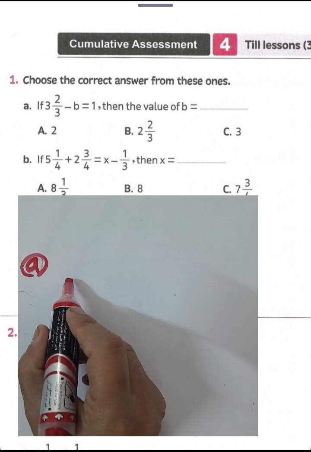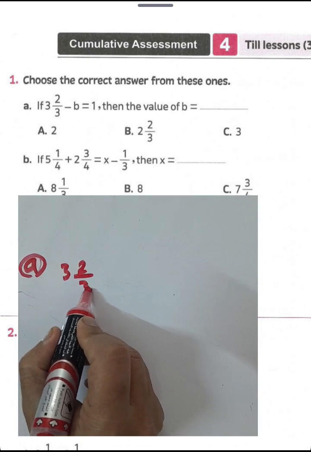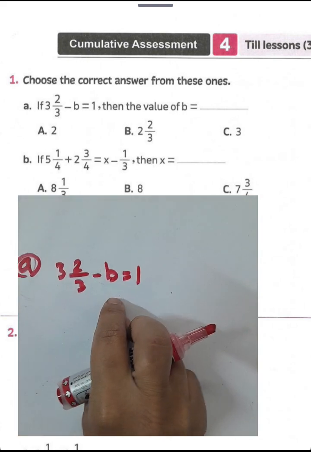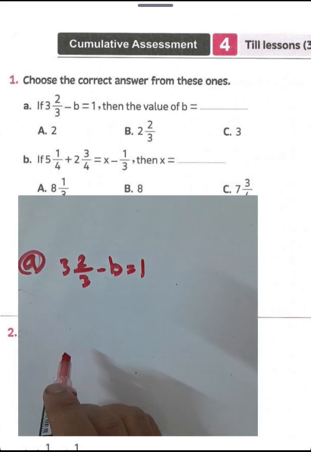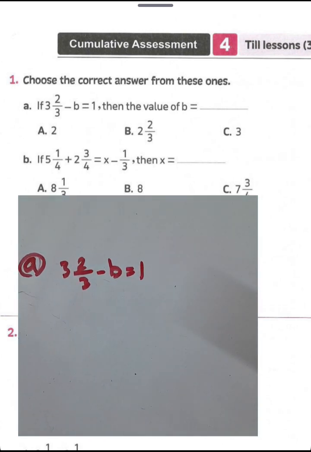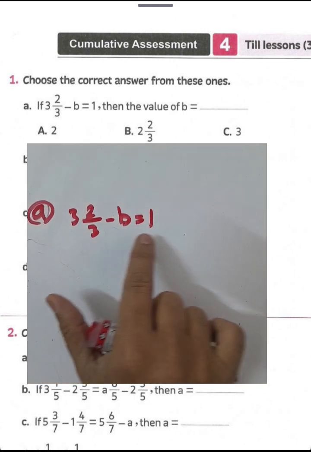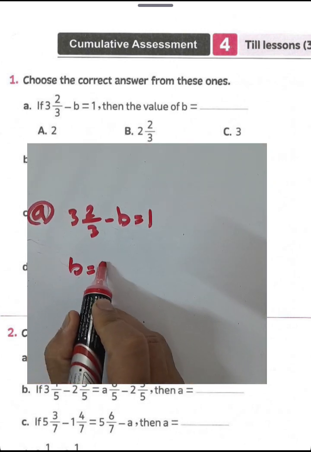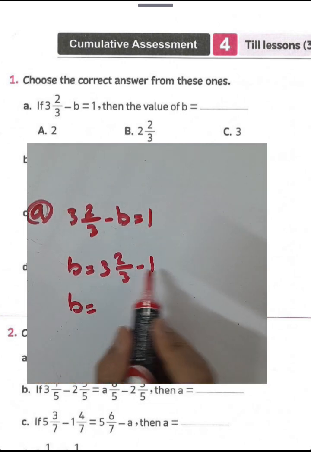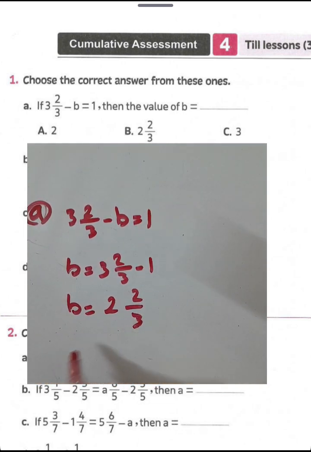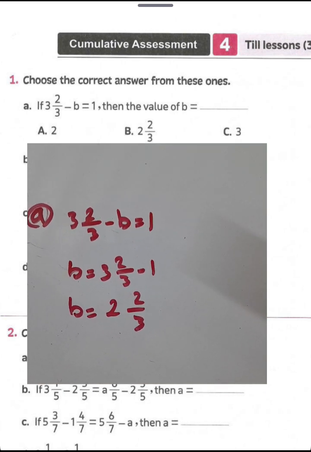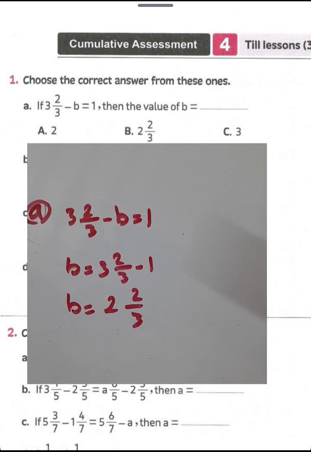If 3 and 2 over 3 subtract by b equal 1, you want to find the value of b. To find the value of b, you must find the difference between two numbers here. B here we called it subtrahend. To find subtrahend, you must find the difference between the minuend and the difference. Then b equals 3 and 2 over 3 subtract by 1. Then the value b equal 3 minus 1 equal 2, and write 2 over 3. Then the result will be 2 and 2 over 3. Choose letter B. Next example.